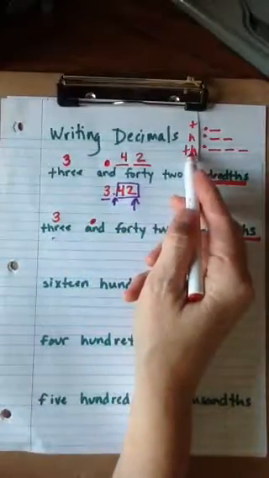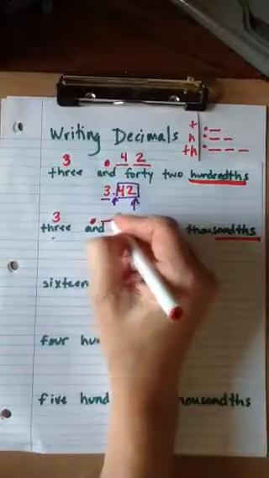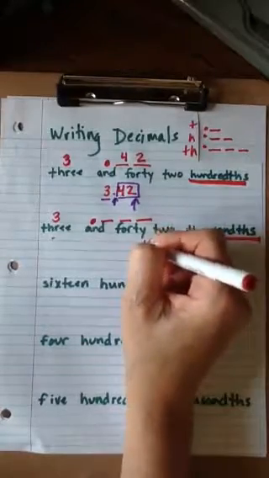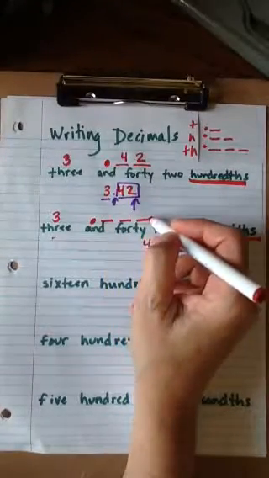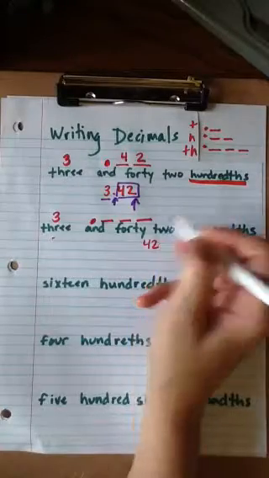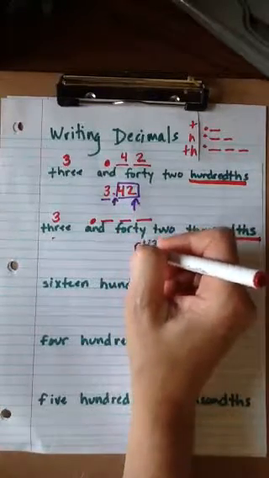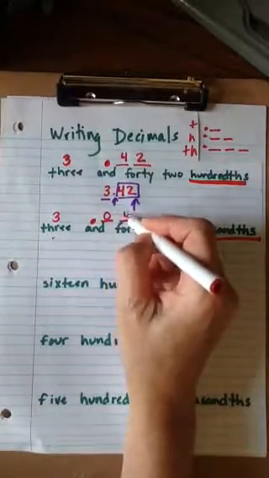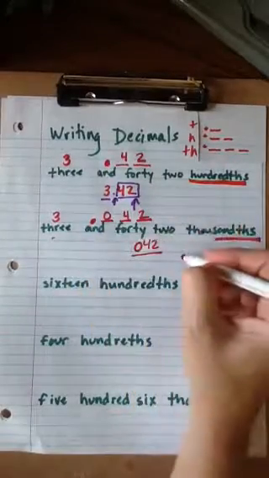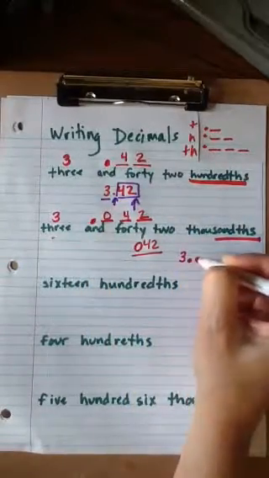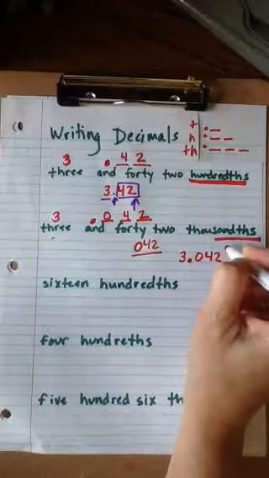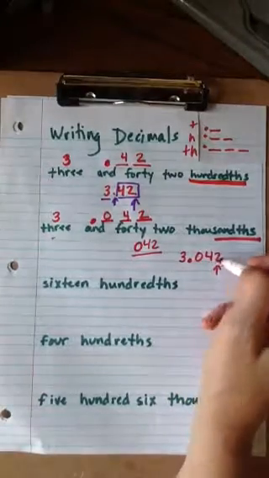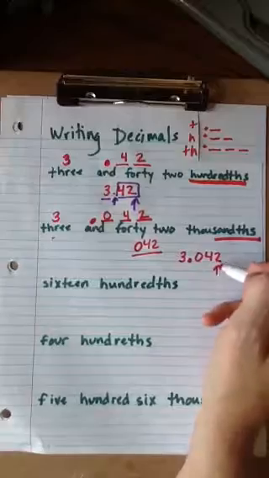That means I need to have 3 spaces. 1, 2, 3. But my number is 42. How can I fit 42 in here? 42 only has 2 digits. Oh, of course. If I put a 0 here, that means 42, right? That's how I do it. So the answer is 3 and 42 thousandths. It checks out just like our reading did. You say the name of the last place value.